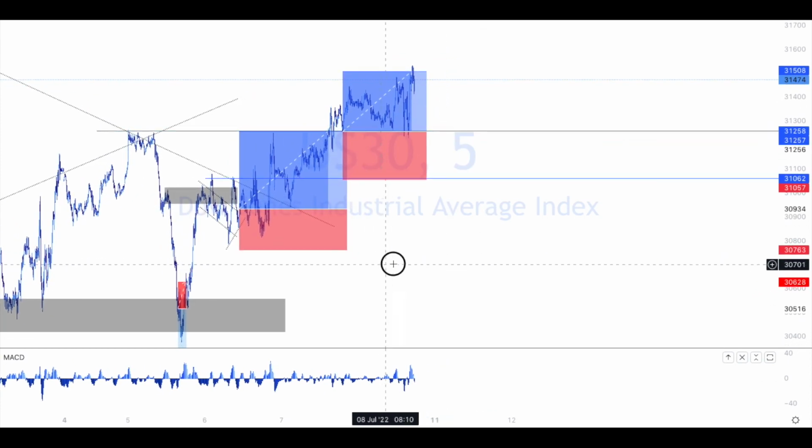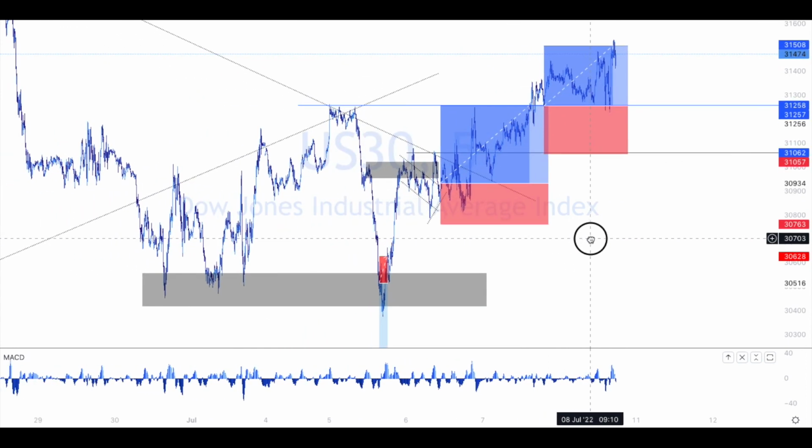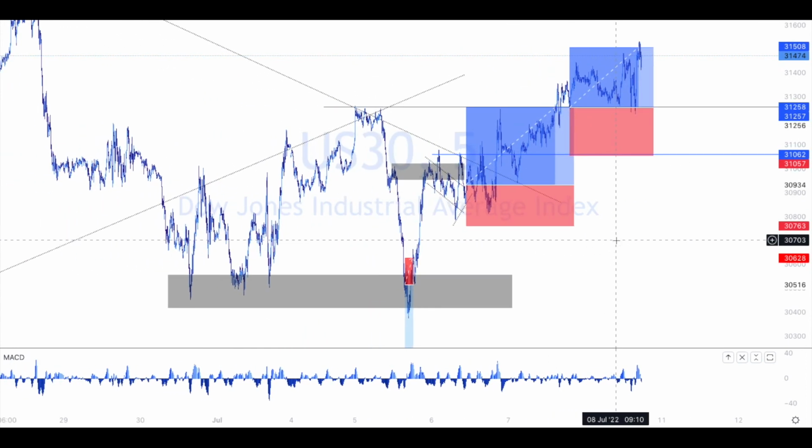Okay, so where are we right now? We've done 3 trades. 1 went bad, 2 have gone good. The last one I was 50-50 about. I wasn't sure if it was going to go my way or not, but it has, which is great.